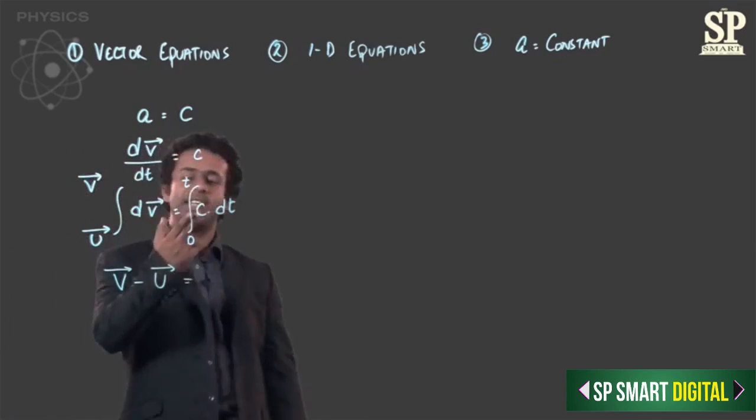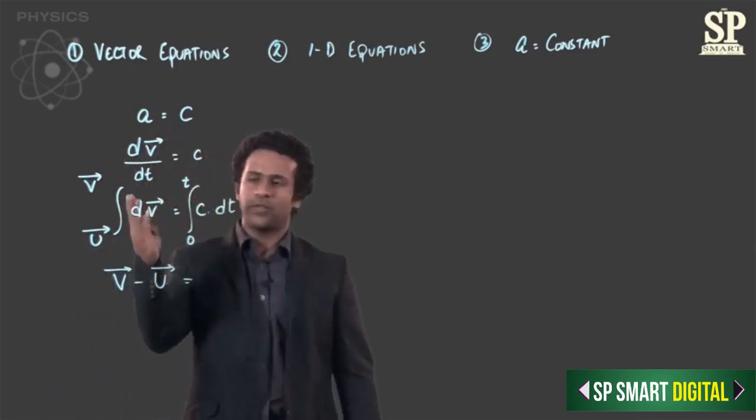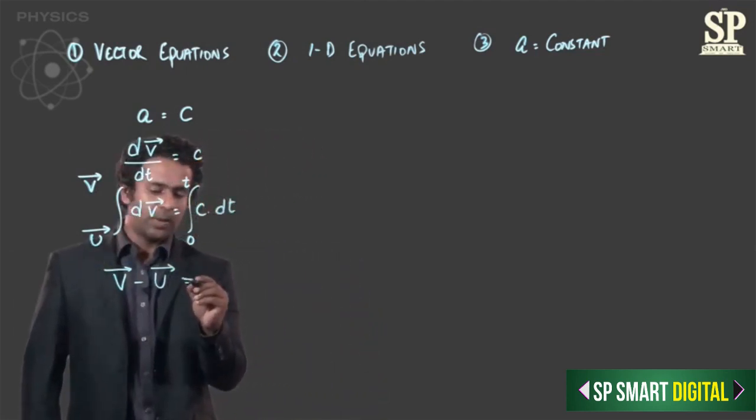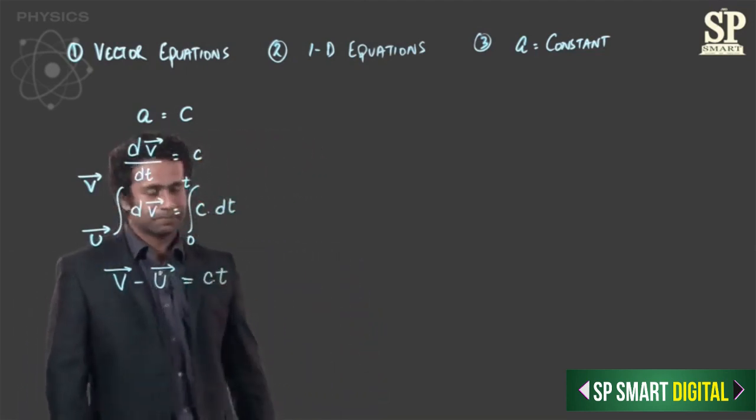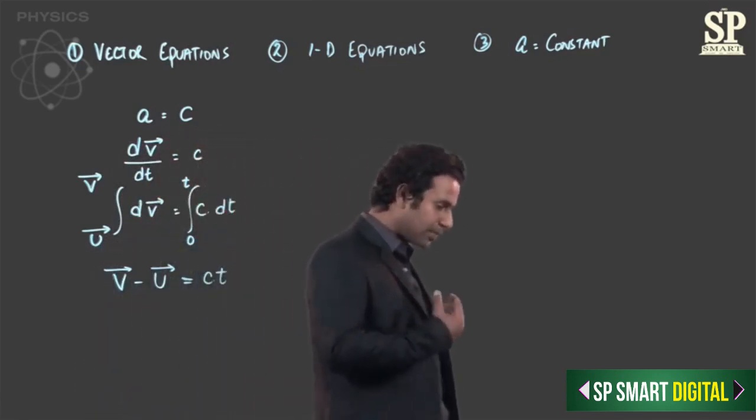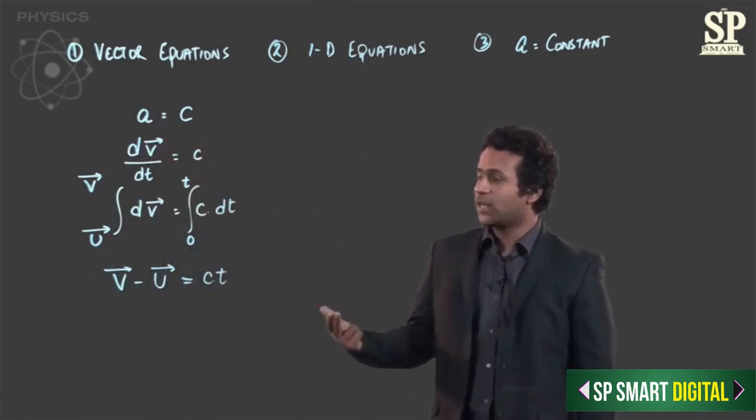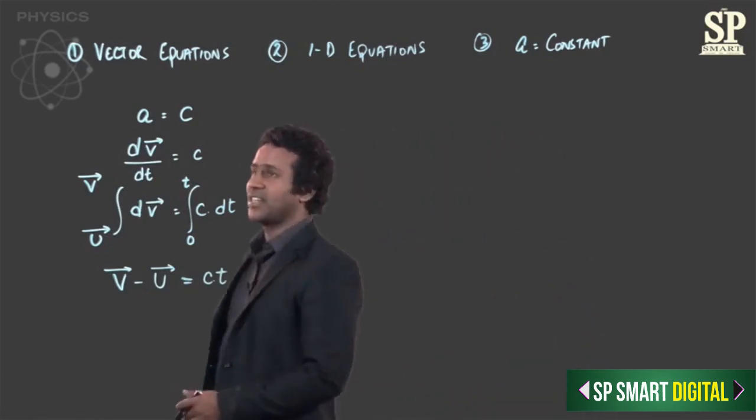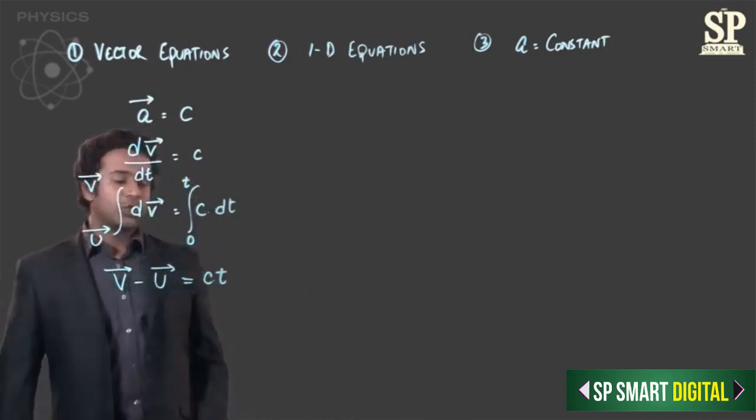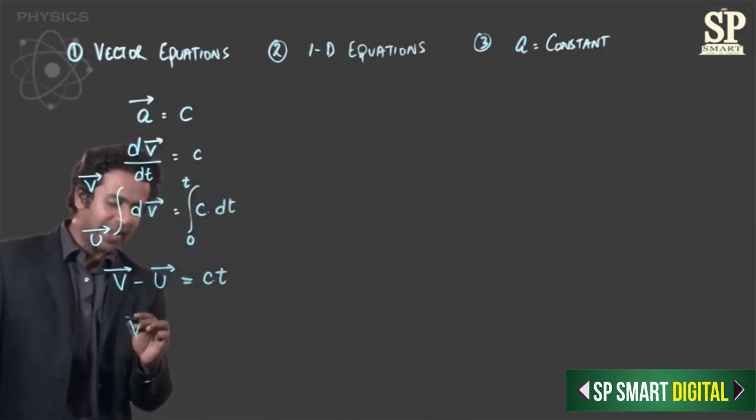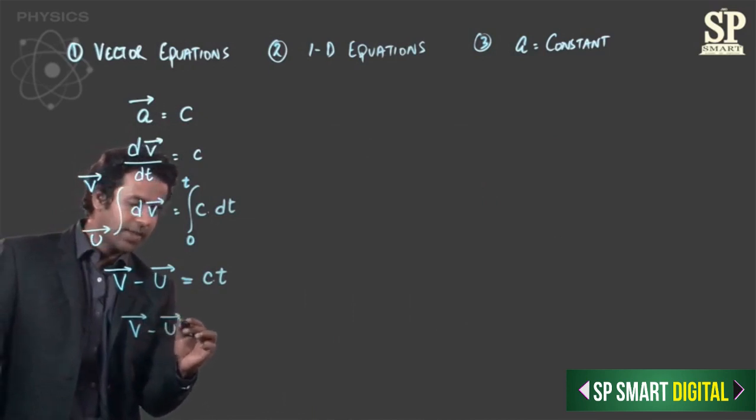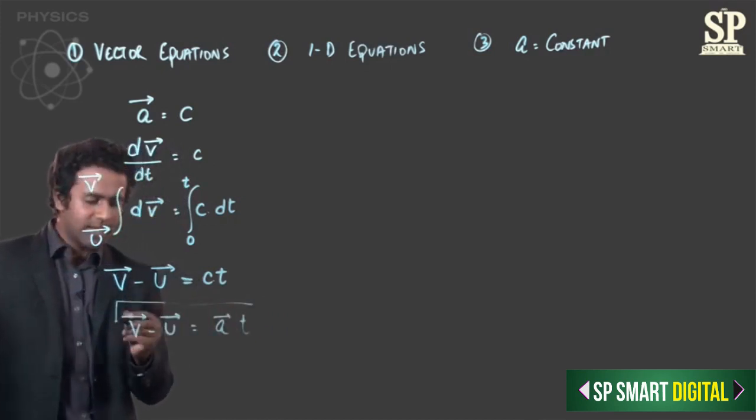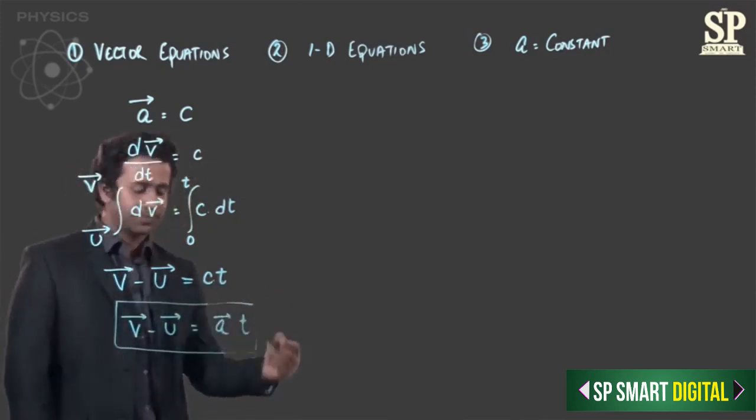This is equal to c, a constant. You can take that out of the integral, and integral dt from 0 to t, I'm sure you know, will be equal to c into t. Right. Now the other thing that you must notice here is that the constant that we are talking about is nothing but the acceleration itself. So I can substitute that here and I get v minus u is equal to a into t. So this is the first equation of motion.